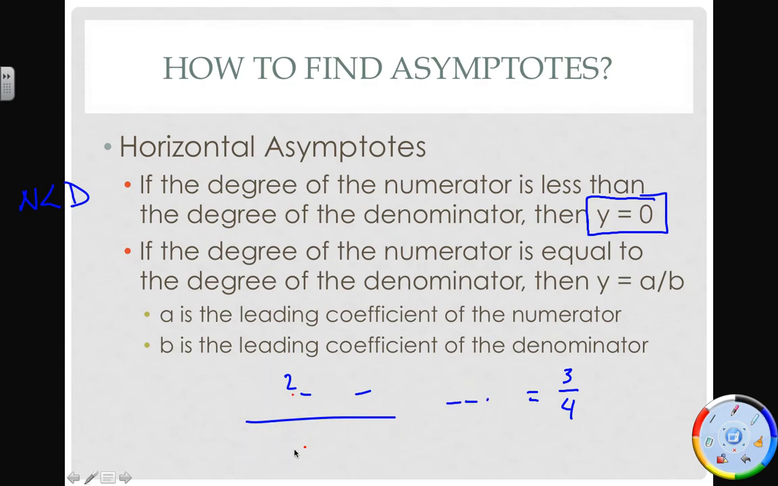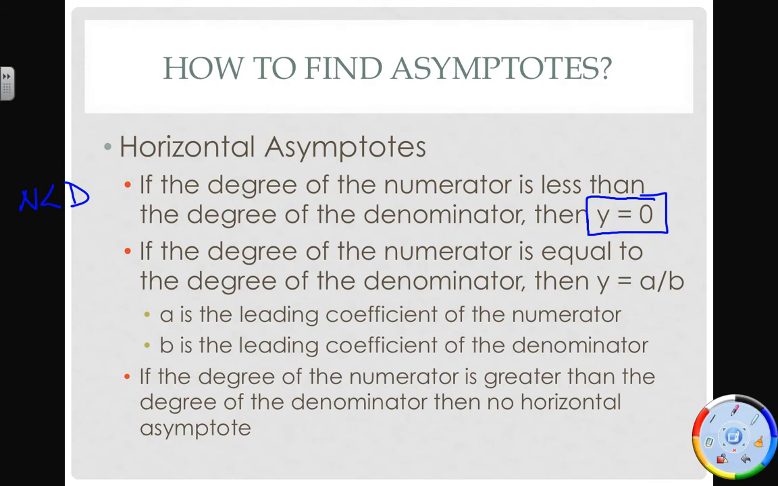All right. The last version here is one that we get to a little bit later, but we have to talk about it now. If the degree of the numerator is greater than the degree of the denominator, then there is no horizontal asymptote. But there are what we call slant asymptotes, and that's coming up over the next few days. I forgot to put this over here. This is numerator equals denominator, and this is numerator greater than denominator. Now, this just means no horizontal asymptotes. This is y equals a over b, and this is y equals 0.